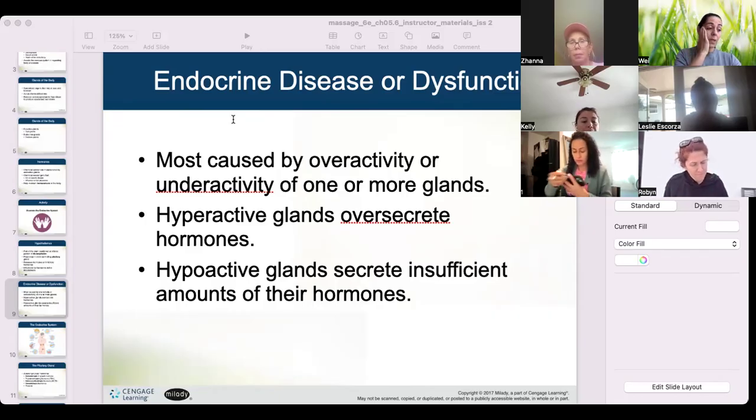Okay, so pretty much growth, bones, organs, all these things are affected by this gland.